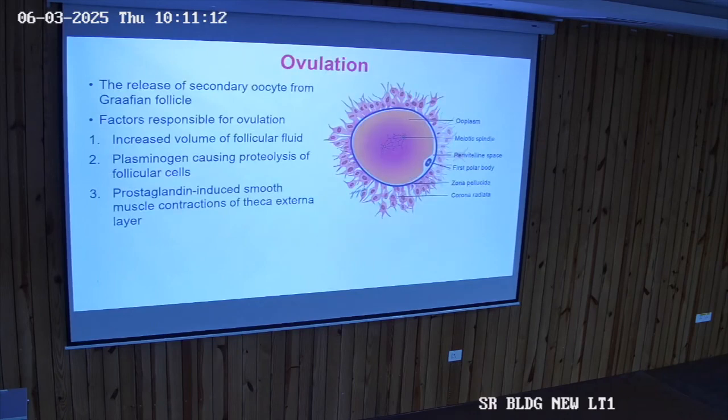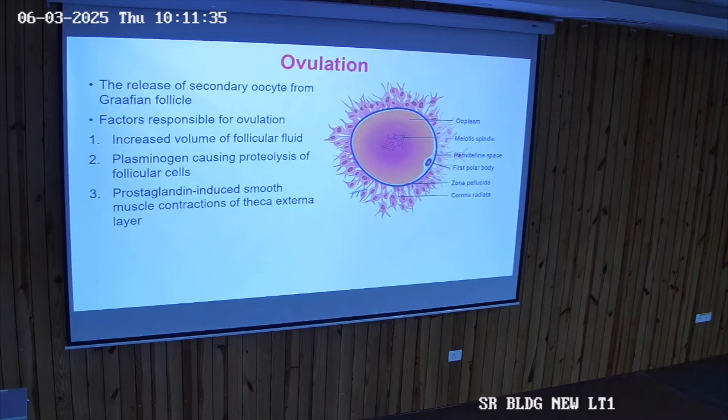Then what are the factors due to which ovulation occurs? The LH surge. What does the LH surge lead to? It leads to an increase in the volume of the follicular fluid. So the antrum follicular fluid increases. If it increases, it puts pressure in the cavity.